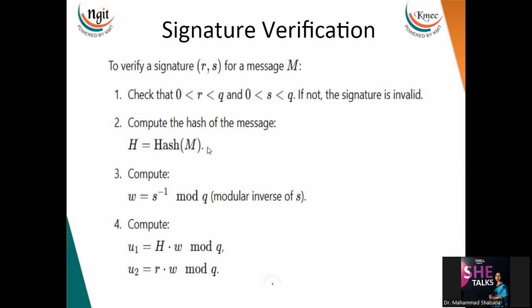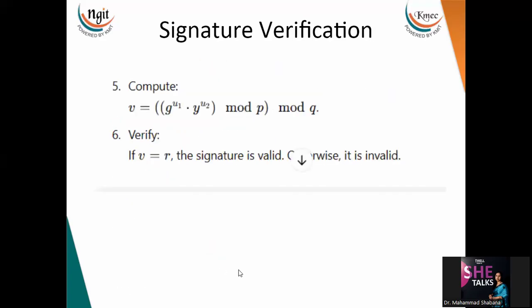We are computing the hash of the message, H equals hash of M. We are computing W equal to S inverse mod Q, which is the modular inverse of S. We are computing these two values, U1 equals H times W mod Q, and U2 equals R times W mod Q. So this is the signature verification. We will compute the value V, which is equal to (G power U1 times Y power U2 mod P) mod Q. If V is equal to R, the signature is valid. Otherwise, it is invalid.